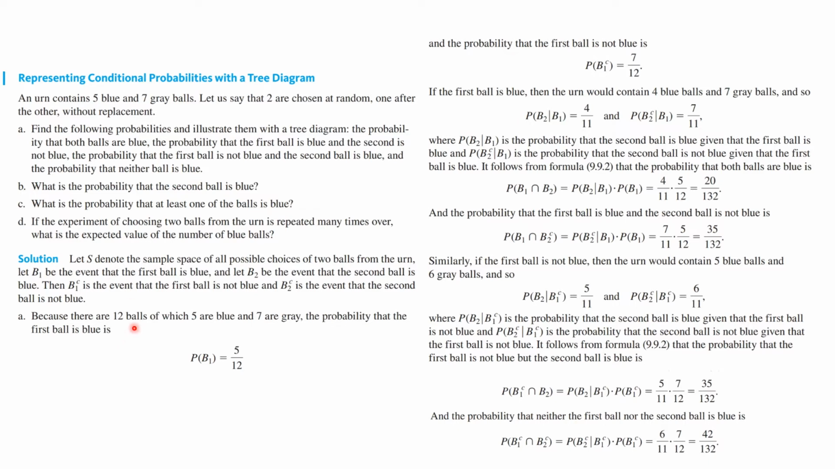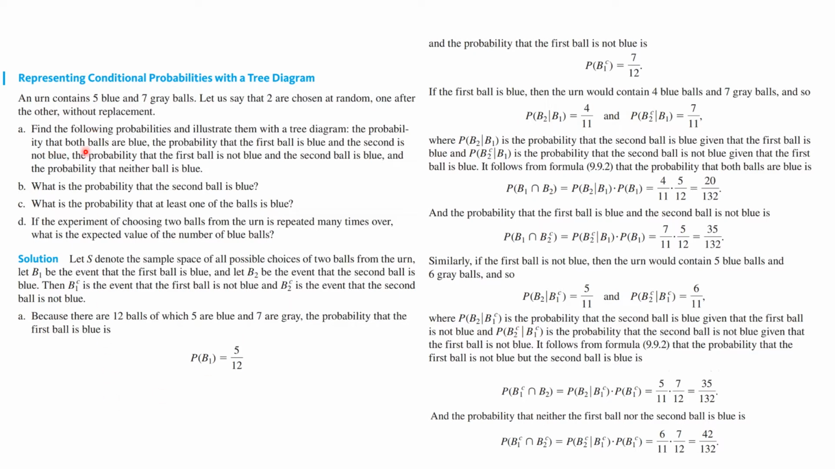Okay, so we're going to let S be the sample space of all possible choices of 2 balls from the urn. Let B1 be the event that the first ball is blue, and let B2 be the event that the second ball is blue. Then B1 complement is the event that the first ball is not blue, and B2 complement is the event that the second ball is not blue.